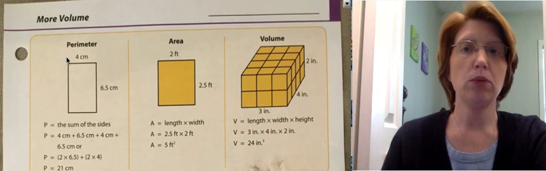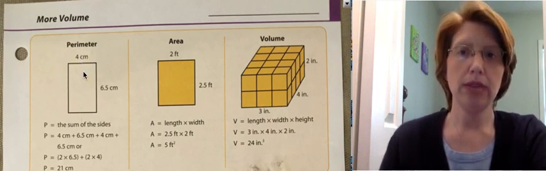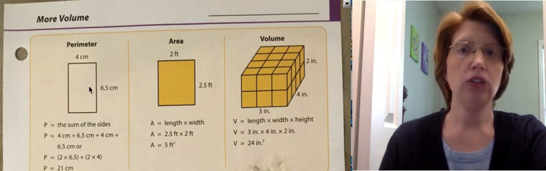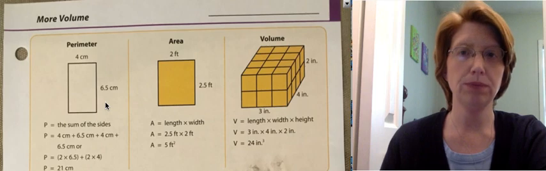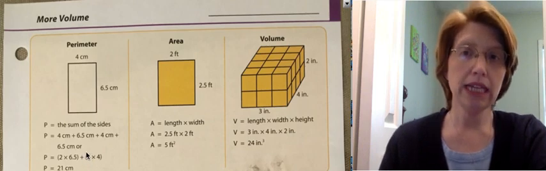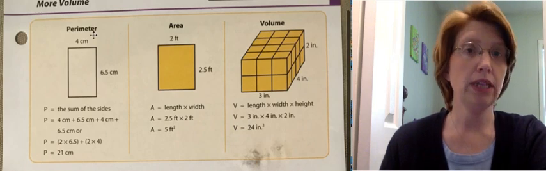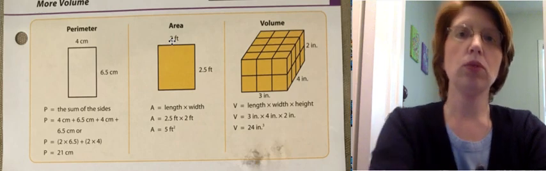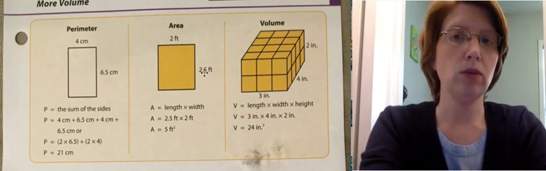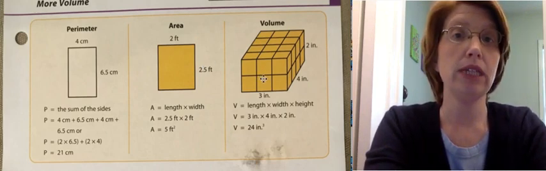Remember, perimeter is adding all of the sides. So here we would make sure that we had 2 4s and 2 6.5s, and we would add them all up. Or like they did, you could multiply 6.5 times 2, 4 times 2, and then add those. It's the same. Area, remember we're just multiplying length times width. We want to multiply these two sides. Volume, remember we did this yesterday, and we multiply all three together.